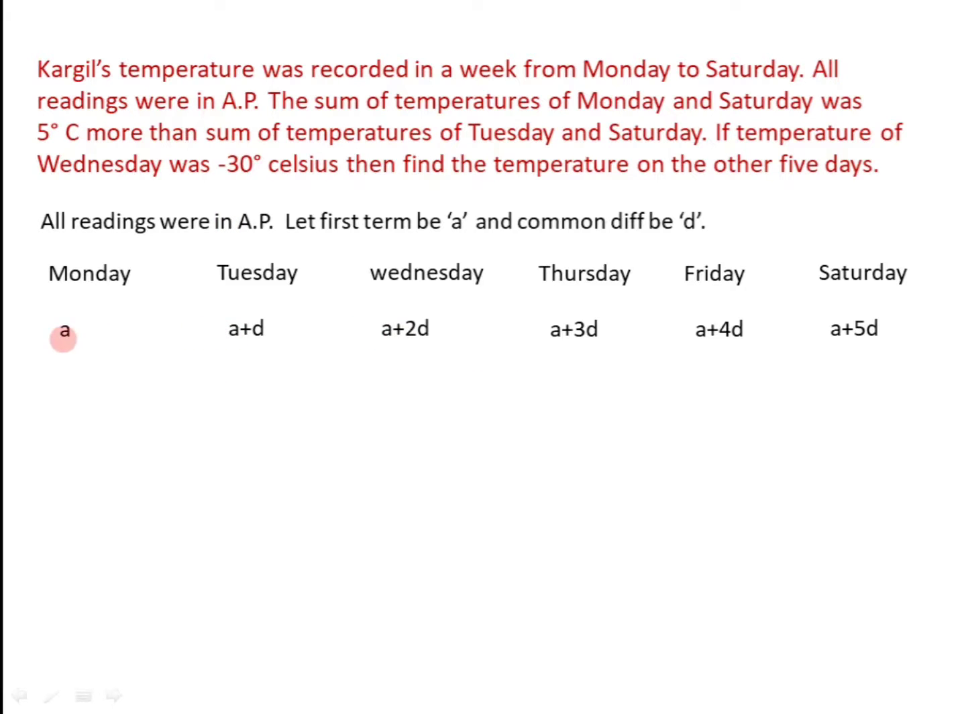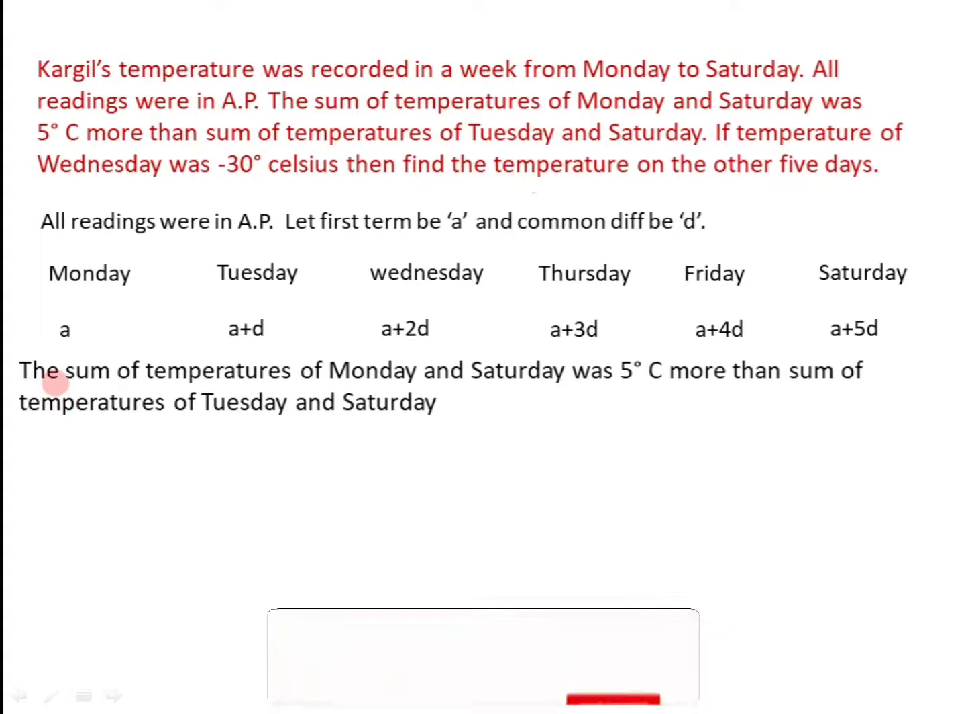Now we have to find the values of A and D first, to find the temperatures on all the remaining 5 days. For that we have to use what is given to us.